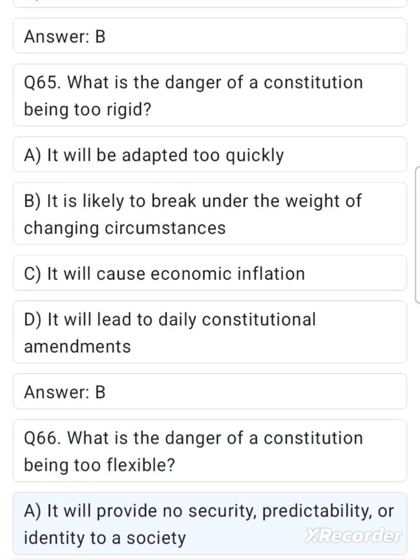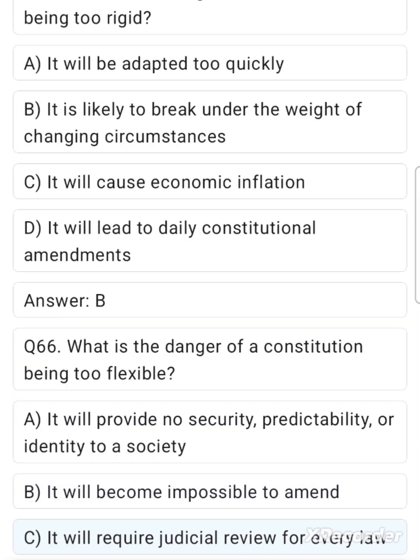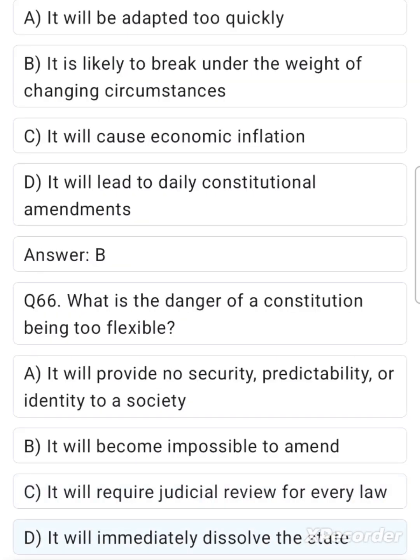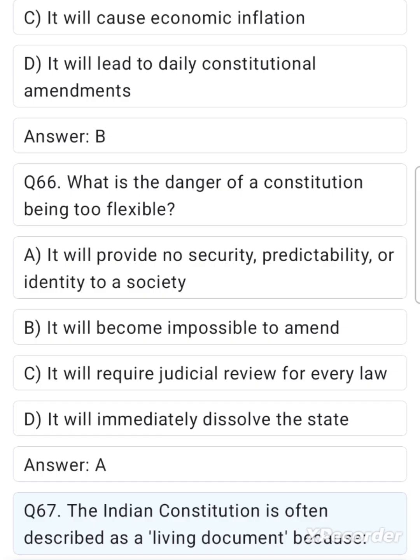Q66. What is the danger of a constitution being too flexible? A. It will provide no security, predictability, or identity to a society. B. It will become impossible to amend. C. It will require judicial review for every law. D. It will immediately dissolve the state. Answer: A.